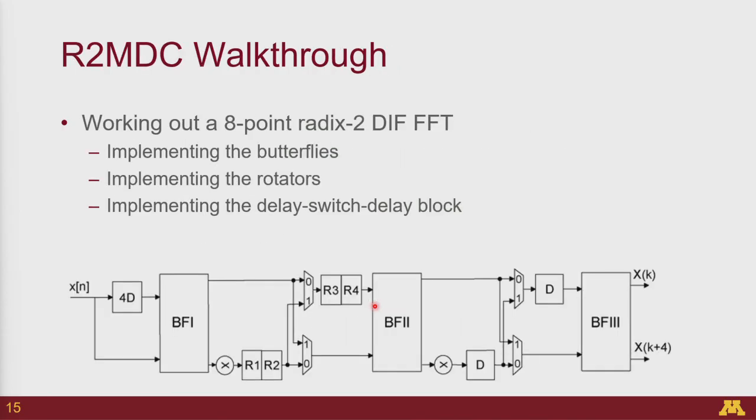For the next slide, I will walk you through an 8-point radix-2 DIF FFT example. This is the R2 MDC example. I'll show you how we would implement the butterflies, how we would implement the rotators, and how you would implement the delay switch delay block. I'll only show it for the first stage, but from what we designed in the first stage, you can extrapolate it for stage 2 and stage 3 based on the diagram here.